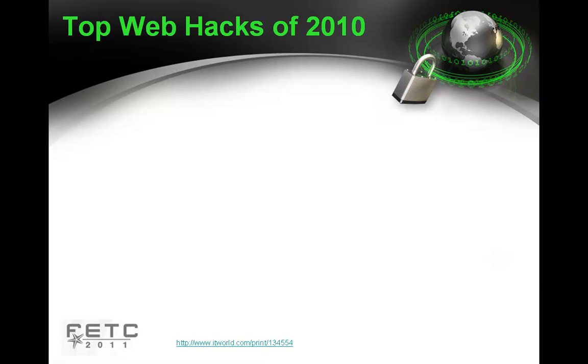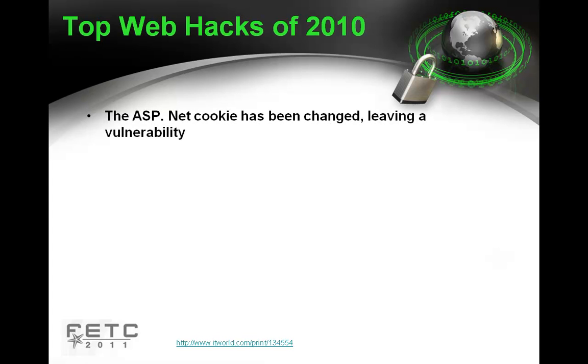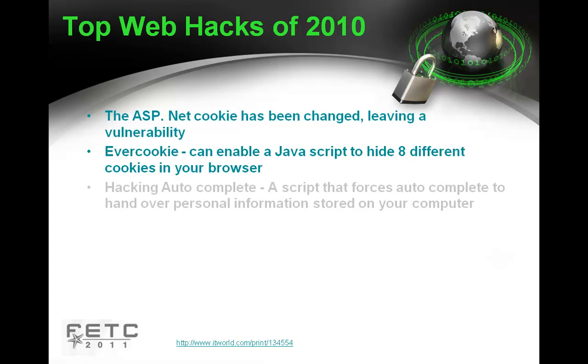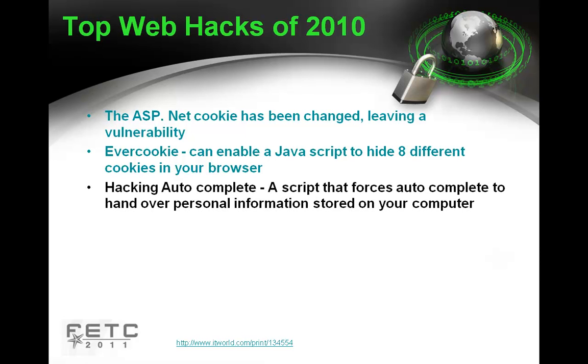Top web hacks of 2010. Now, we're going to look at last year as a year in review, and these are just things you need to be aware of. There's an ASP.NET cookie vulnerability that has been discovered that can basically change stuff and leave a vulnerability wide open on the machine. There's Evercookie, which is basically JavaScript to hide 8 different cookies on your browser. There's hacking autocomplete, which is a script that forces autocomplete to hand over personal information.